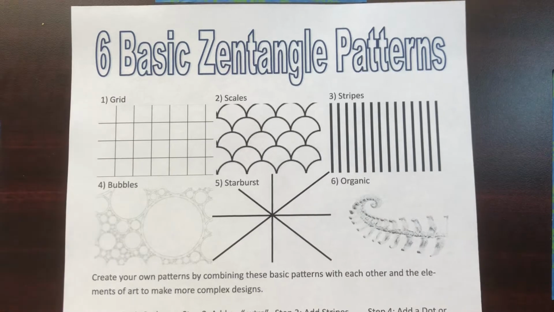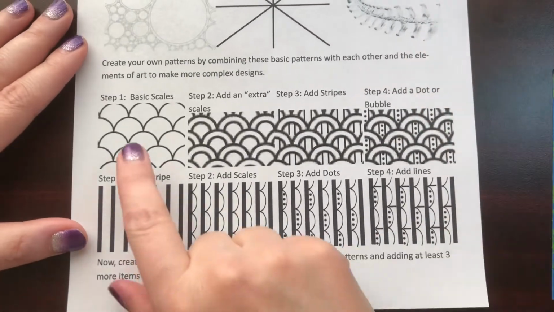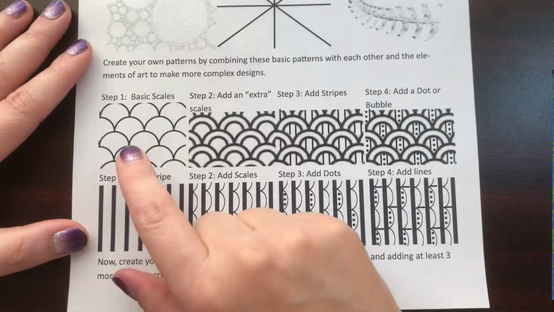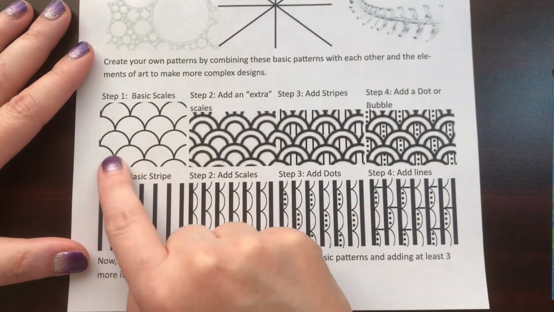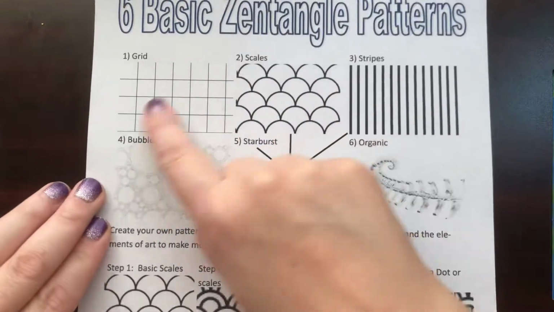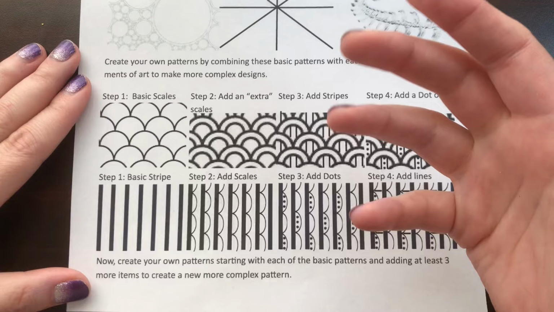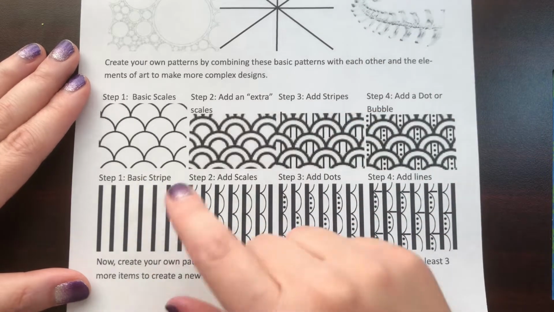So you're going to create your own patterns by combining these basic patterns with each other and the elements of art to make more complex designs. So here's how it works. You start with your basic, and I'll show you this again in a minute. You start with your basic, so like a scale, and then you got to add an extra. So you can just choose one of these from up here, or you can choose one of the elements of art like value or color.